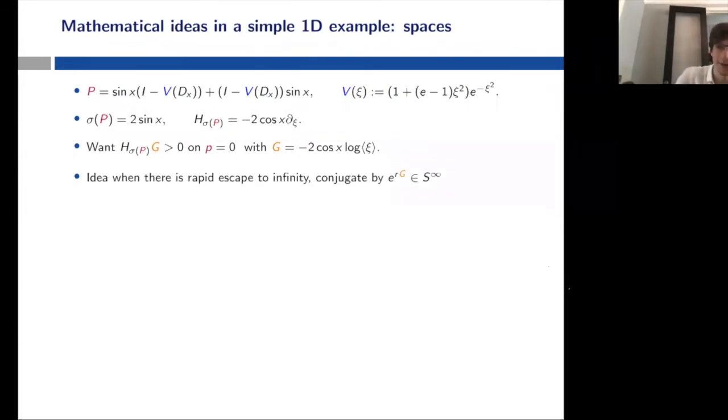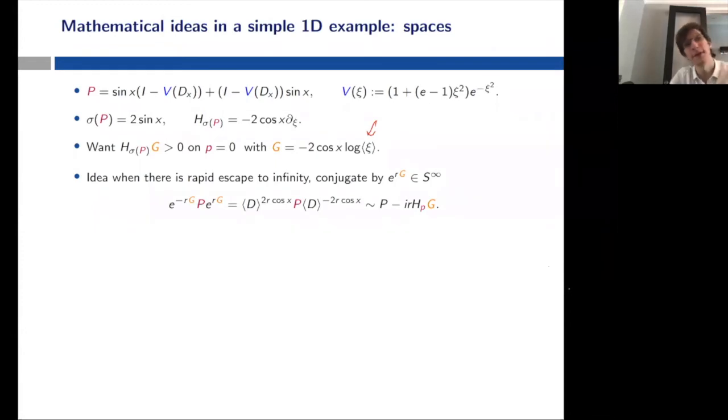And what's the idea when there's rapid escape to infinity? Well, the idea is that you conjugate by e to the rg, or e to the r times the quantization of g. And if g is like I described above, then this is a nice symbol, right? If g has this logarithmic growth in xi, then that will be a nice symbol. Okay, so let's see what happens when we do that to our operator.